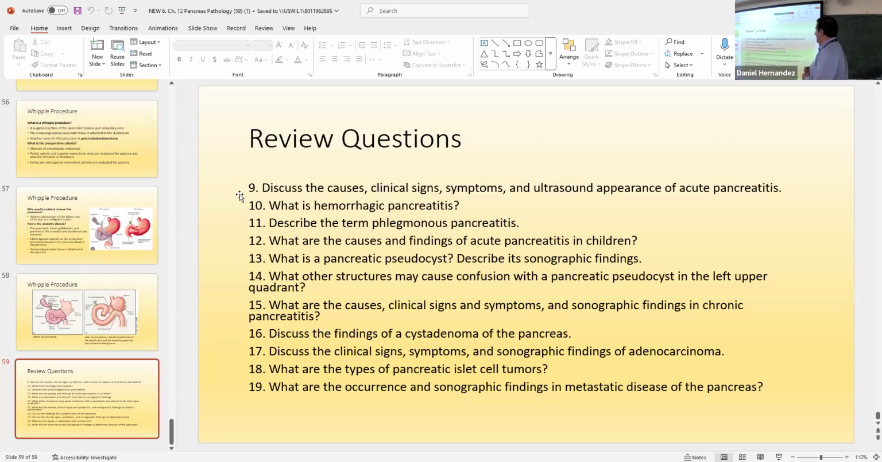Phlegmonous pancreatitis. So now we have pus collections developing within the pancreas, and it's spread to the adjacent surrounding tissues.